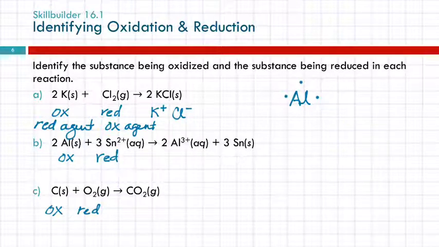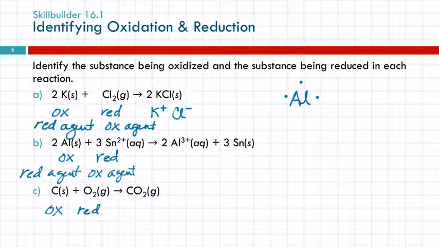So in letter B, which one is the oxidizing agent? The tin 2 plus. This is the oxidizing agent. And who is the reducing agent? The aluminum. Al is the red agent. I could write a spy novel or something here. Here, what's the oxidizing agent? Oxygen is the oxidizing agent. And then carbon is the reducing agent.